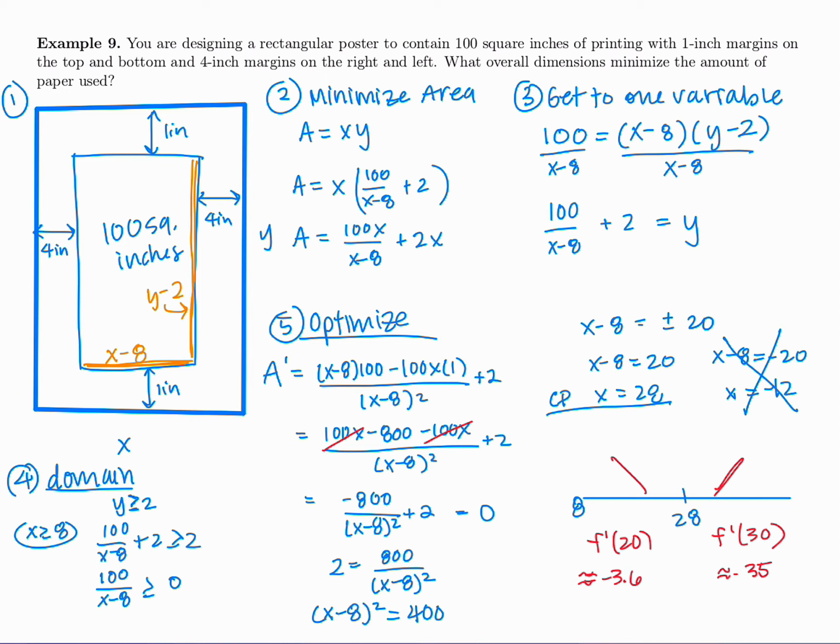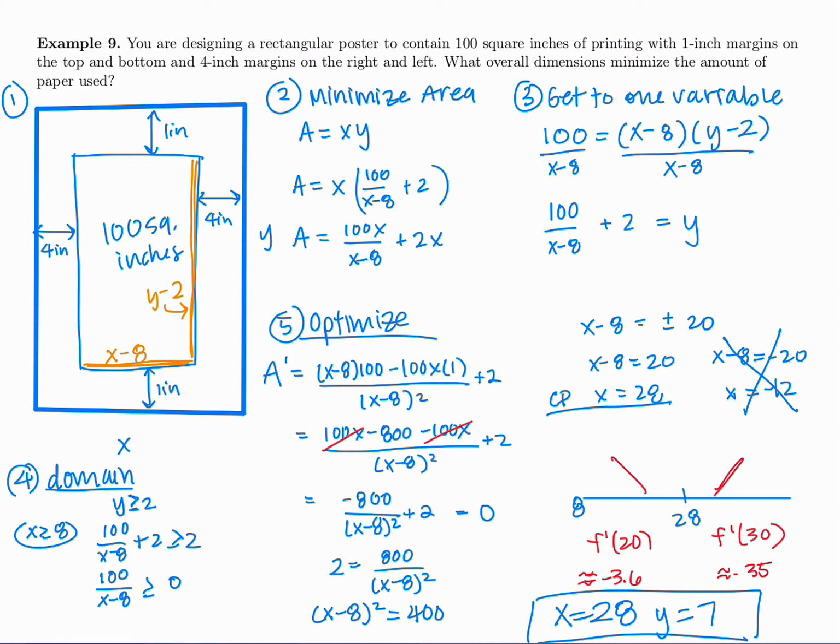So what is the question I was asked? Let's go back. What overall dimensions minimize the amount of paper used? Well, the x I just found should be 28, right? x needs to be 28. And then y, how do I find y? I just go back up here. If I plug in a 28 right here for x minus 8, 28 minus 8 is 20. 100 over 20 is 5, plus 2 is 7. So my y should be 7.